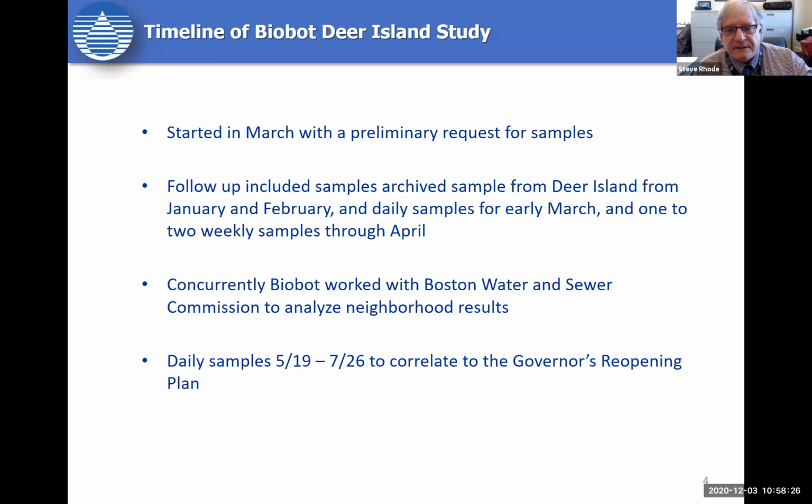Then we did daily samples for the month of March and continued on from there at varying frequencies depending on who was actually doing the testing, whether it was BioBot or Eric Alm's group, and how things were going. We ended up doing daily samples through the beginning of reopening to look at how the reopening affected that, and that's one of the papers that they're working on, that they've asked us to help them with. They also did some concurrent testing in neighborhoods in Boston, water and sewer in different neighborhoods, and those results are in the preprint that's online from them.